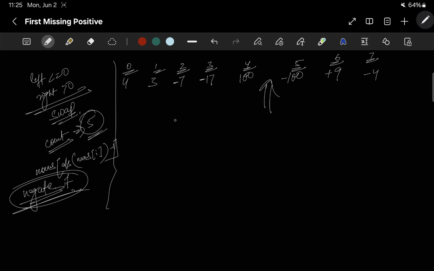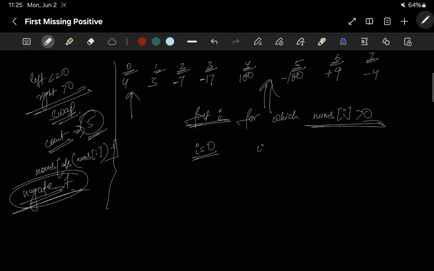Okay, now what do we do? In the fourth iteration, we find our answer. How do we find our answer? We find the first I for which nums I did not become negative. Nums I is greater than 0. So if you see, the first I for which nums I is greater than 0 is I is equal to 0. It means our answer is I plus 1, which is equal to 0 plus 1, which is equal to 1. So the first element which is not present here is 1.